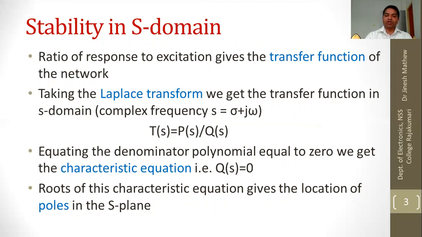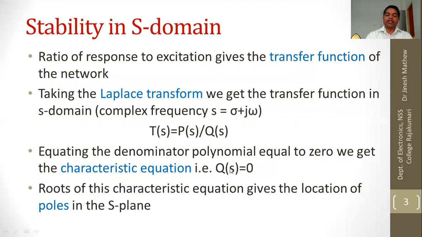The ratio of response to excitation gives the transfer function of the network. And if we take the Laplace transform, we get the transfer function in S domain. That is the complex frequency S equal to sigma plus j omega. The transfer function in S domain can be represented as T(s) equal to P(s) divided by Q(s). And equating the denominator polynomial equal to 0, we get the characteristic equation.